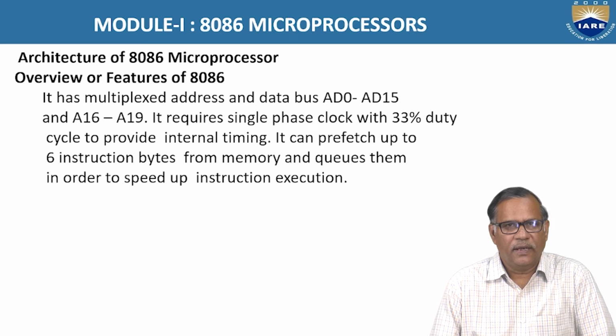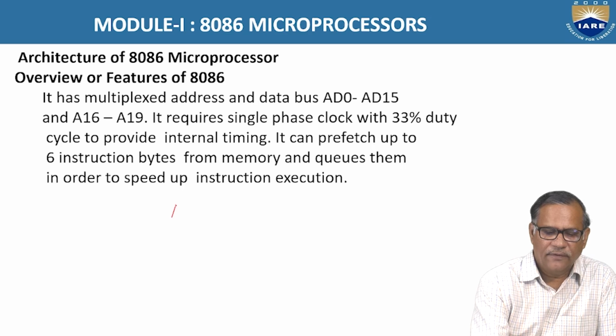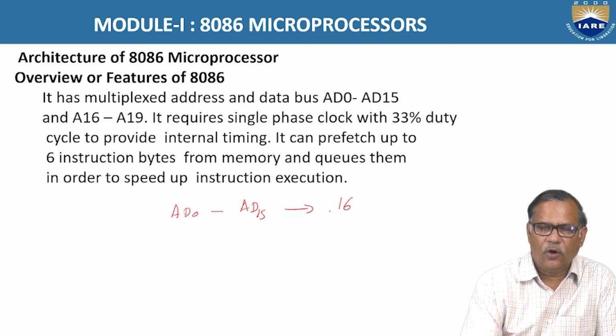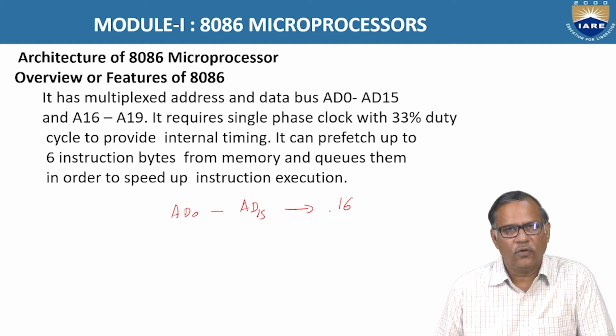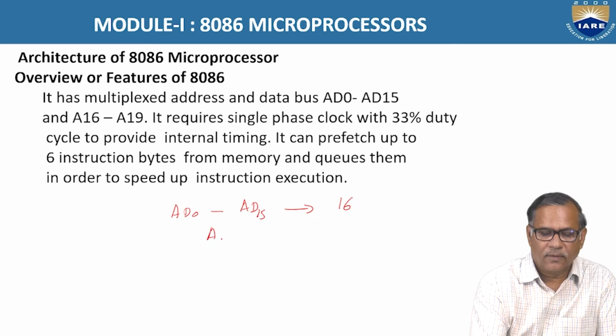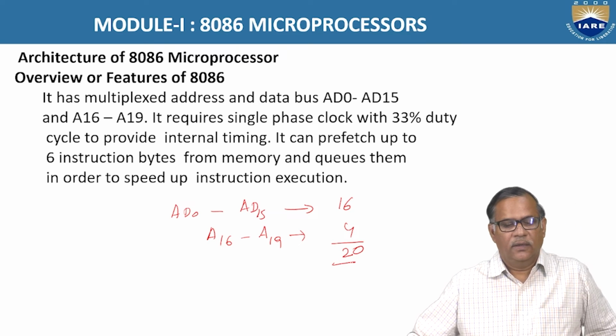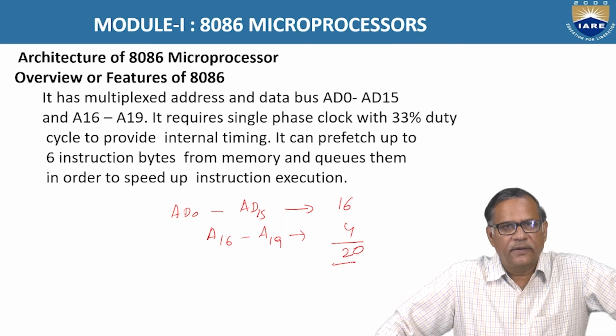As you see from the pin diagram, the microprocessor has 20 address lines, and out of these 20 address lines, AD0 to AD15 are used both for data and address. So these are 16. And how many more lines are left out? 4 lines are left out. They are A16 to A19. These are 4. So in total you have 20 address lines.